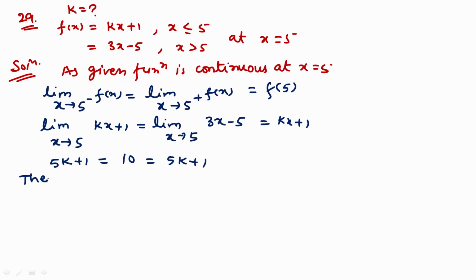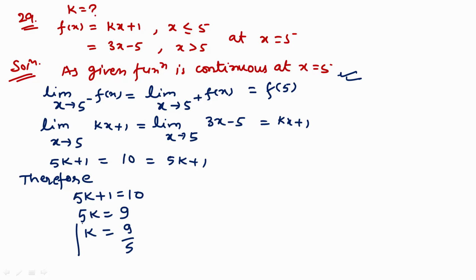Since the given function is continuous at x equal to 5, therefore 5k plus 1 is equal to 10, or 5k is equal to 10 minus 1, which is 9, so k is equal to 9 by 5. So k is equal to 9 by 5. The function is continuous at x equal to 5.